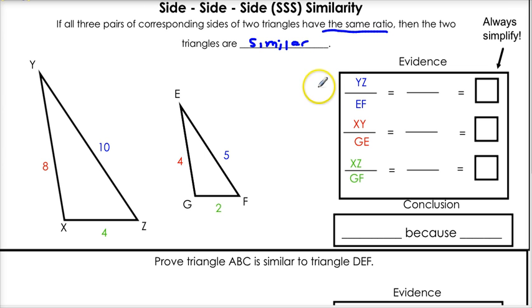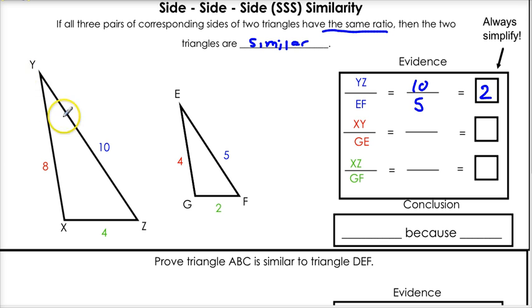Okay? So if you ever want to prove this similarity, you have to write out all these ratios to check that they're the same. You always have to check it. Don't just assume. Okay? So let's start with our first one. Our first one is YZ and EF. So YZ is 10, that's our bigger triangle, and EF is our smaller, so we're going to put 5. YZ to EF, 10 divided by 5 is 2.